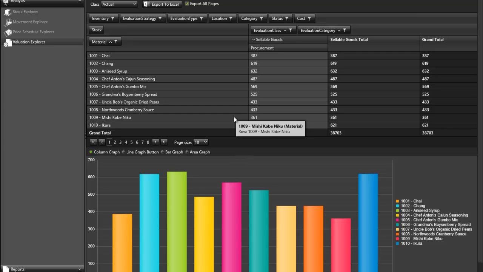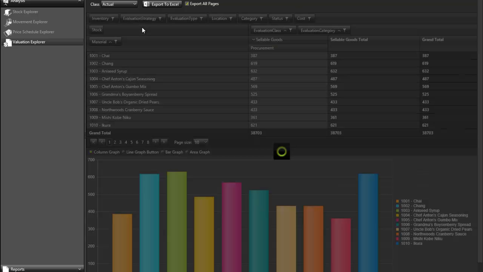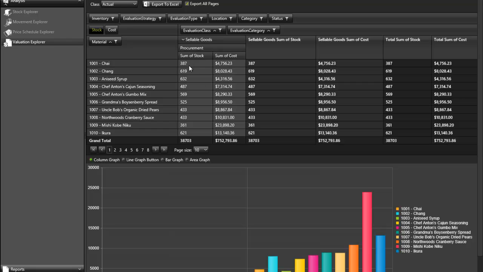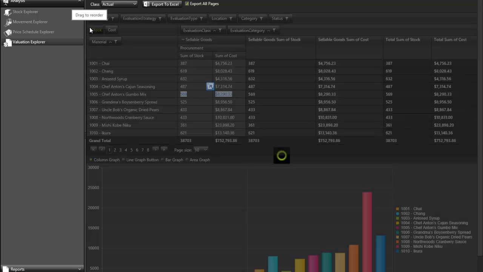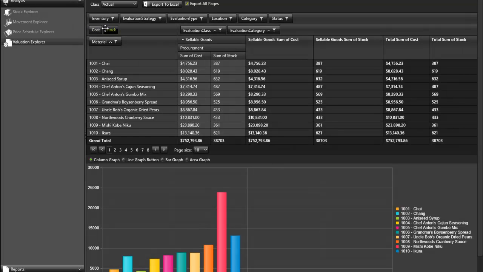Another thing that we discussed in those other videos was how you can reanalyze this information. And essentially, each of these buttons that you see can be dragged into another section. So for example, not only do I want to see the stock, the in-stock value, the quantity, but I also want to see the cost. So I can quickly tell by looking at this that this Chef Anton Gumbo 569 has a cost of $8,290.33. That's the value that's represented in the inventory asset on the balance sheet for that particular item. And I can also drag the cost first and move those columns around. So different things I can do there.